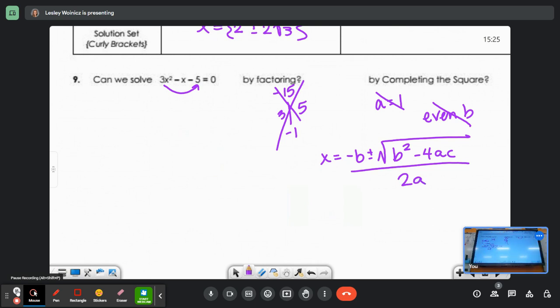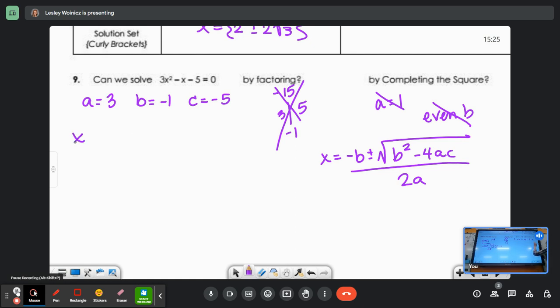Now, do we have standard form set equal to 0? Yeah. Okay, thank you, math gods. They smiled on us. What is the a value? 3. What about the b? That's 1. What kind of 1? Negative. -1. Good, just watch your signs. What about the c? -5. So now we just plug it in.